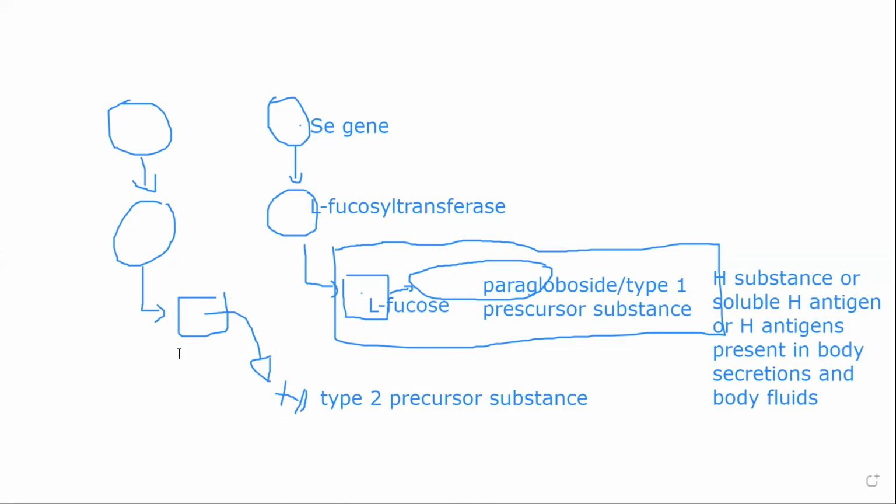So the L-fucose plus the type 2 precursor substance will now form your H antigen on the red cells. Pag L-fucose plus the type 1 precursor structure, that will now form your soluble H antigen. Naintindihan? Class, naintindihan?